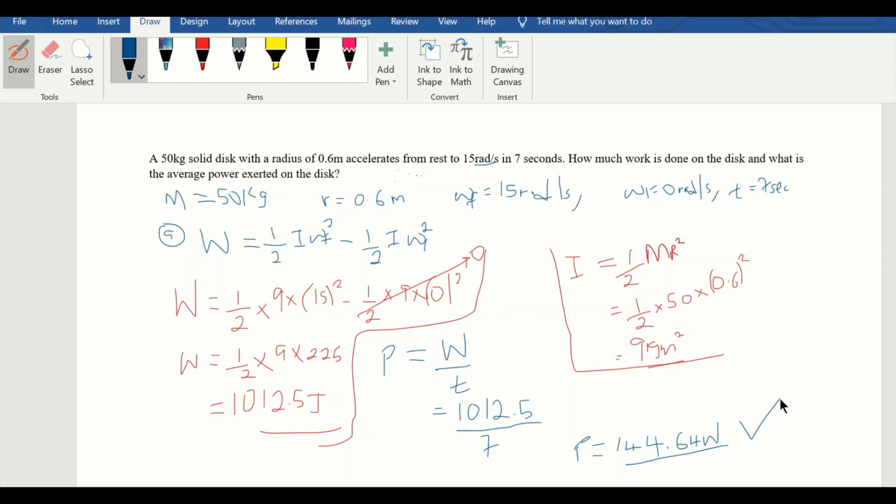So you can see that we can also use moment of inertia to solve a question that involves torque. So here is our final answer.